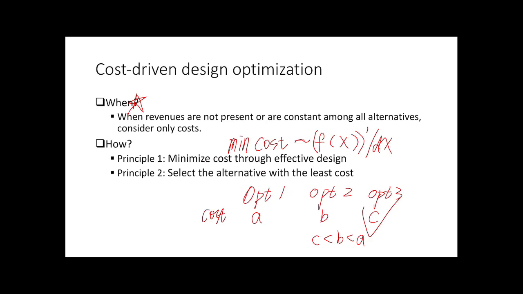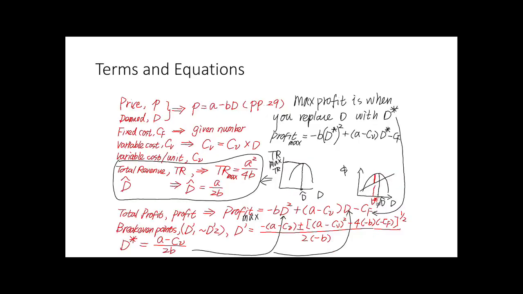And the cost-driven design optimization is we always want to minimize the cost, and we want to select the alternative with the least cost. So if you only think about the cost for different objects or for different alternatives, you want to have the least expensive option. And on this page, we summarized all the functions and concepts you need to know for this chapter.